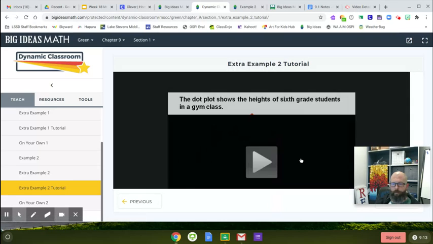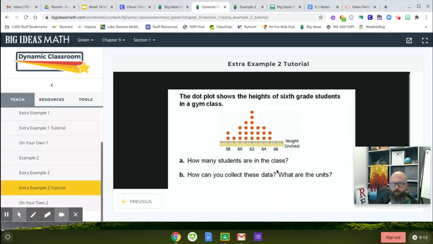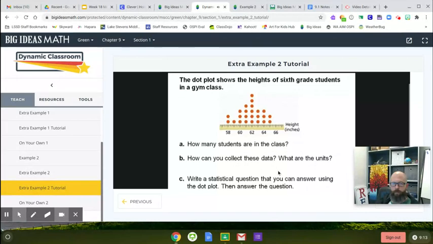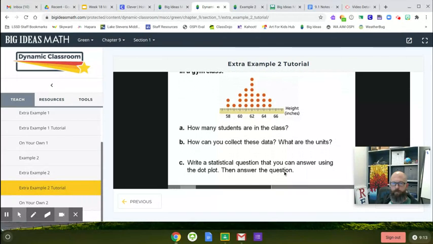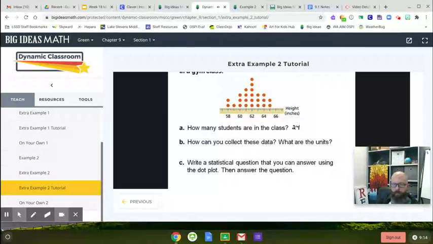Part A. How many students are in the class? There are 24 data values in the dot plot, so there are 24 students in the class. Part B. How can you collect these data? What are the units? You can collect these data with a measuring tape. The units are inches. Part C. Write a statistical question that you can answer using the dot plot. Then answer the question. One possible question is, how tall are the students in the gym class? Most of the students are about 62 inches tall.